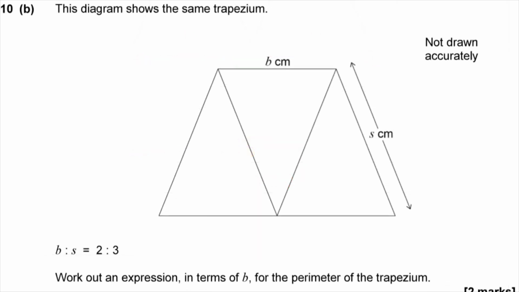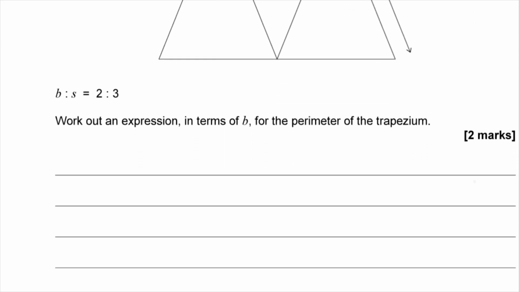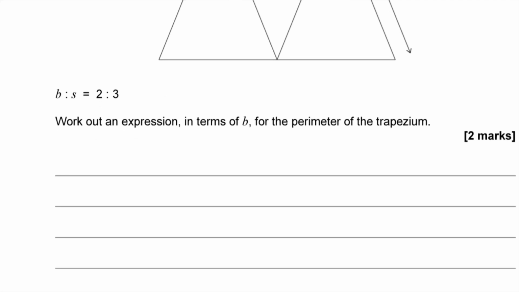10b, this diagram shows the same trapezium, and now we're told that this side here is s, and that the ratio of b to s is 2 to 3. And now we need to work out the perimeter of the shape in terms of just b. So we need to express s in terms of b basically. So if b to s is 2 to 3, then s is going to be, well, you're going to take b and you're going to divide it by 2 and times it by 3, so it's going to be 3b over 2. Okay, so s is 3b over 2.